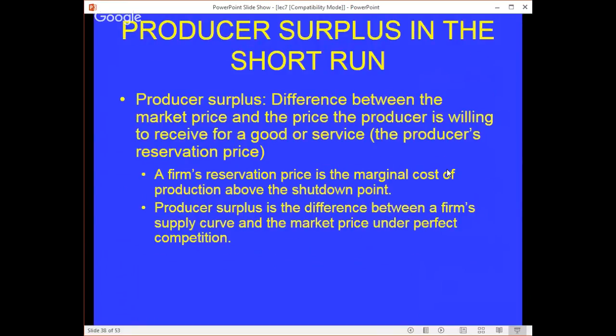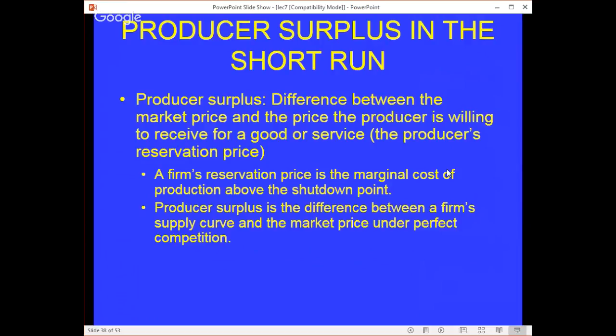Producer surplus in the long run. Producer surplus is just the difference between the market price and the price the producer is willing to receive for the good and service that he's producing. In other words, the supplier's reservation price. How much was he willing to sell versus how much he got for his product, right?